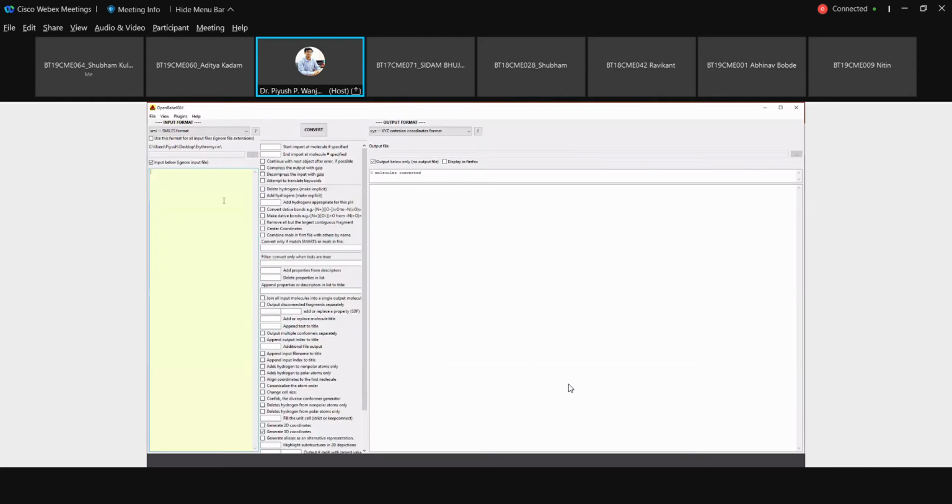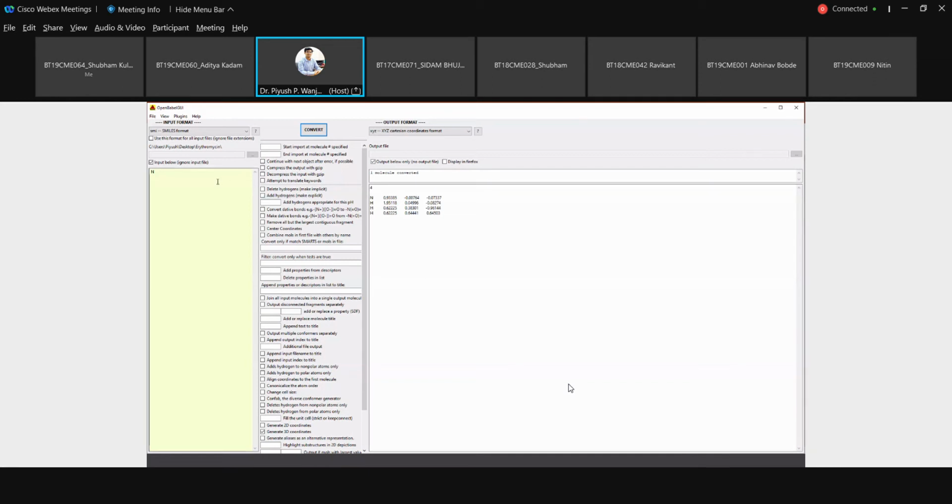Suppose here in the SMILES representation, if I simply write N and click on generate 3D coordinates, and for output I give the XYZ file format, you can see that when I write the capital N, it produces NH3, ammonia. So it takes the lowest normal valency of 3.